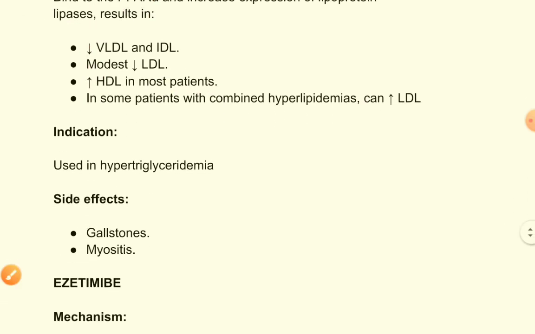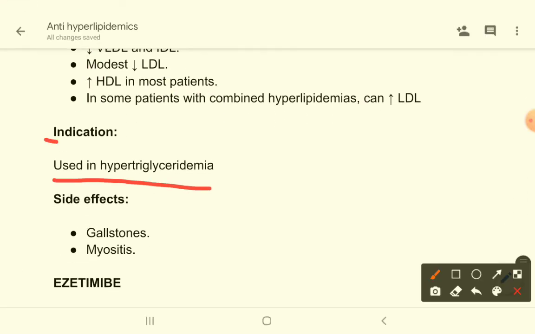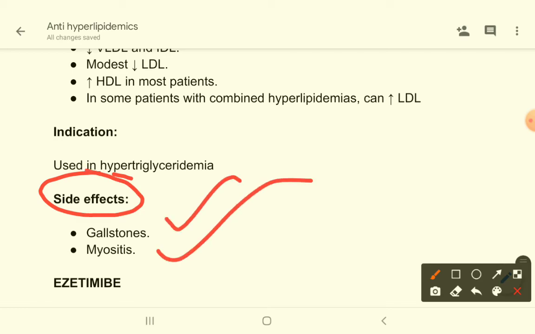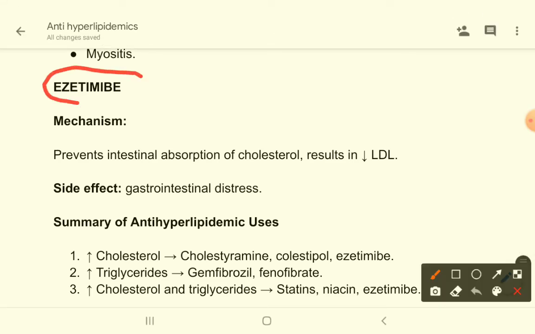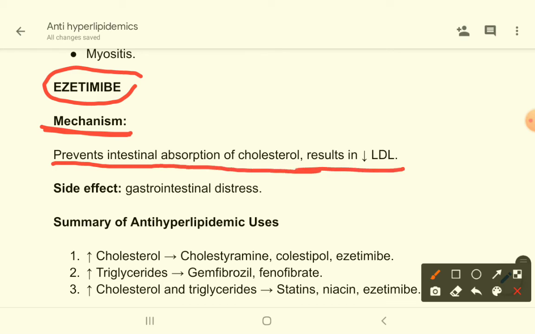Now indications, they are used in hypertriglyceridemia. If there is isolated hypertriglyceridemia, then fibrates are very useful in these patients. Let's come to the side effects: gallstones, myositis, etc. Another group is ezetimibe. Their mechanism is very simple. They prevent intestinal absorption of cholesterol, which results in decreased LDL. Okay? They prevent the intestinal absorption.